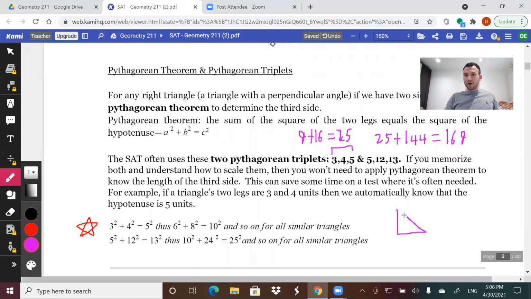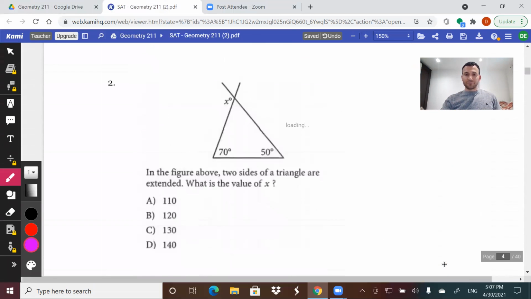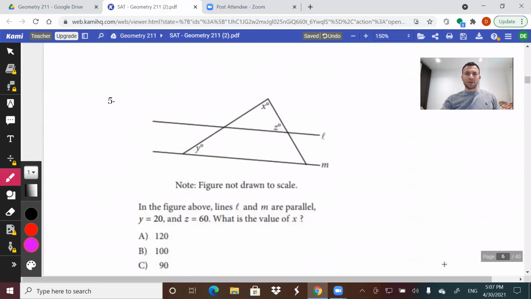And you also want to know that you can get similar triangles that would have the same proportions. So I may know 3, 4, 5, but if I'm told this is 6 and this is 10, before going for Pythagorean theorem, I can just quickly write in that that's 8. And you'll see how that comes in handy as we go over the test problems. Okay, so I picked 4 out for us to do.